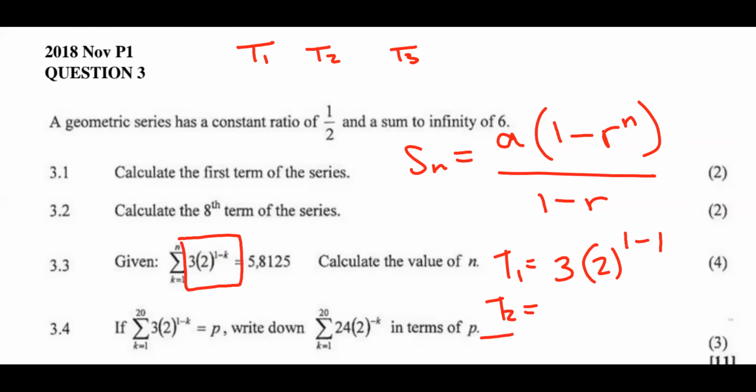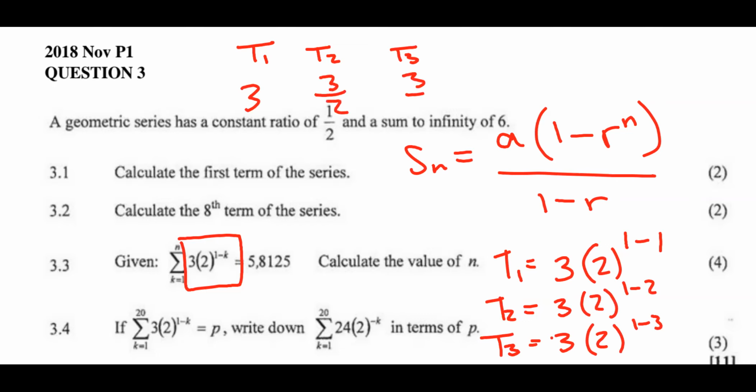And then you do the same thing to calculate the second term, substitute k with 2. And then you do the same thing to find the third term, you're going to substitute k with 3. Okay, and your answers should be 3, 3 over 2, and 3 over 4. And you will then figure out from this that your ratio is a half.